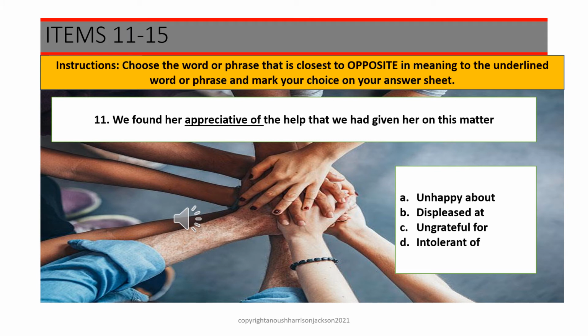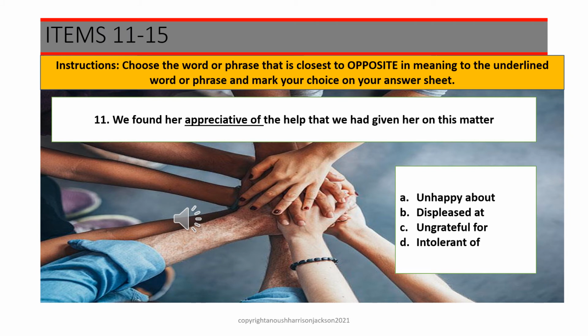The instruction reads, choose a word or phrase that is closest to opposite in meaning to the underlined word or phrase and mark your choice on your answer sheet. Question 11. We found her appreciative of the help that we had given to her on this matter. Is it A, unhappy about, B, displeased at, C, ungrateful for, or D, intolerant of?